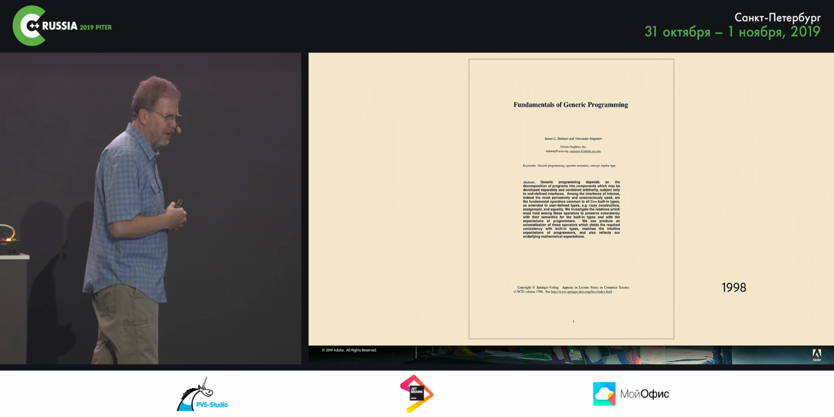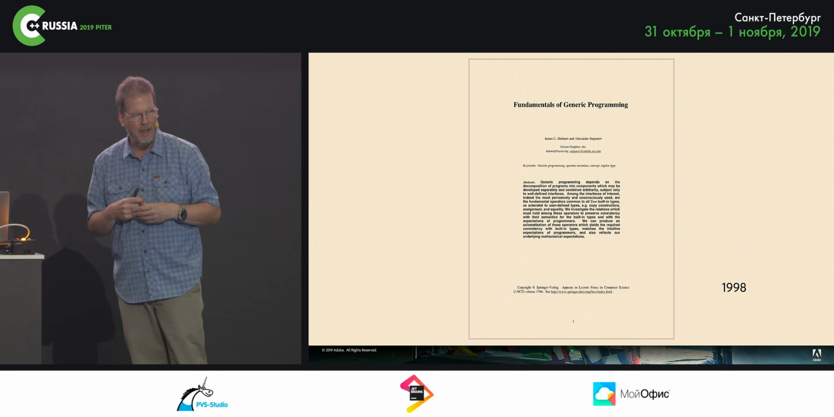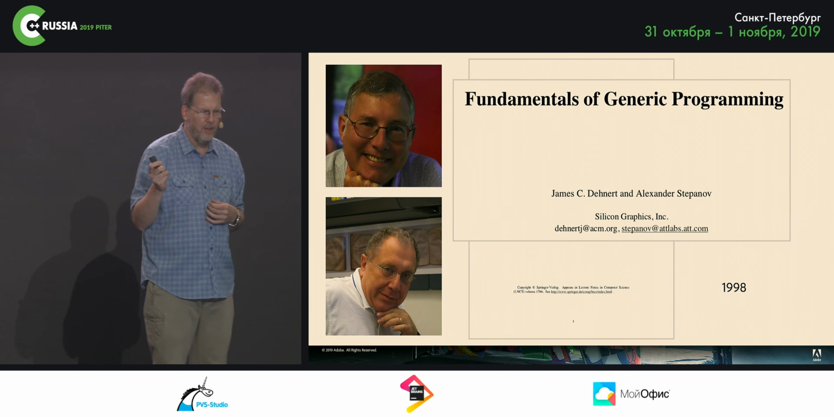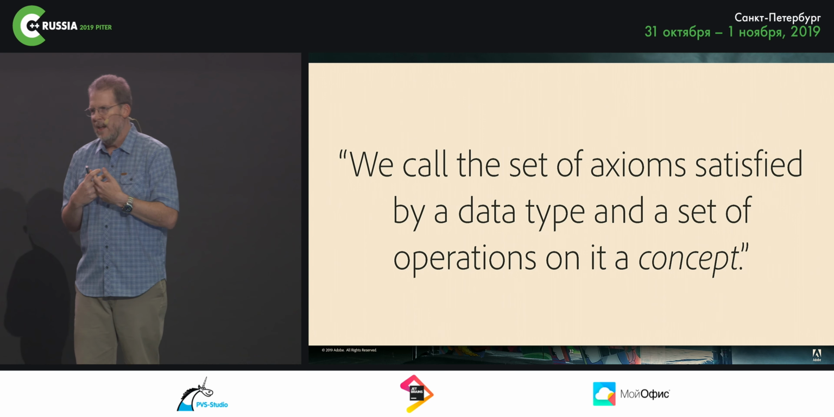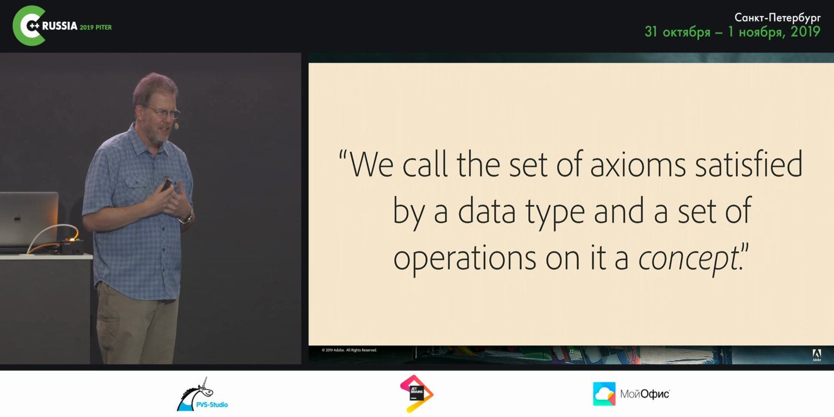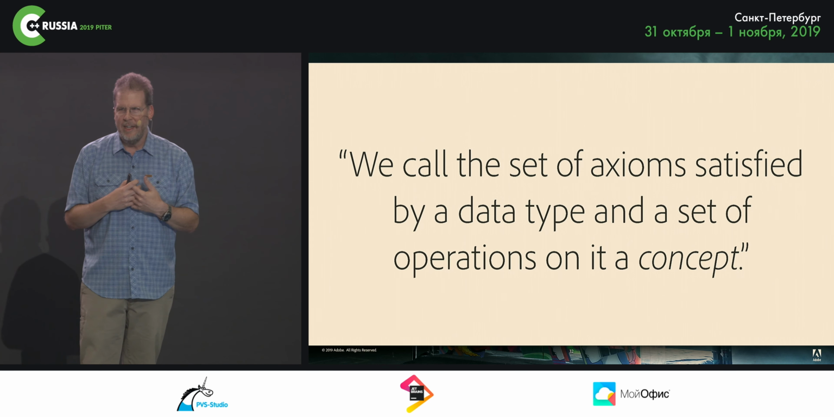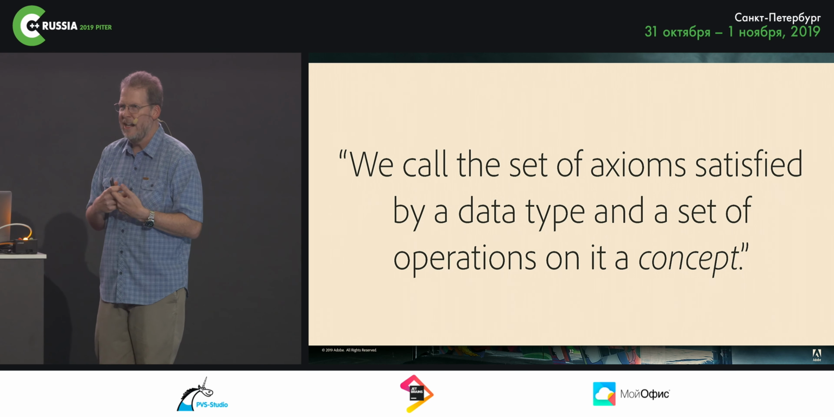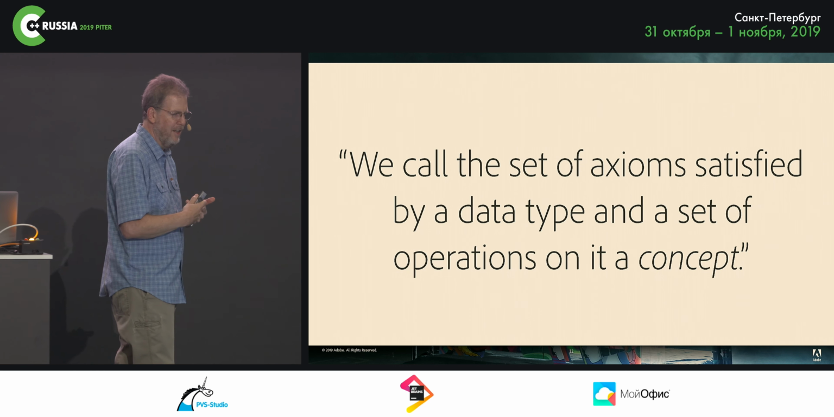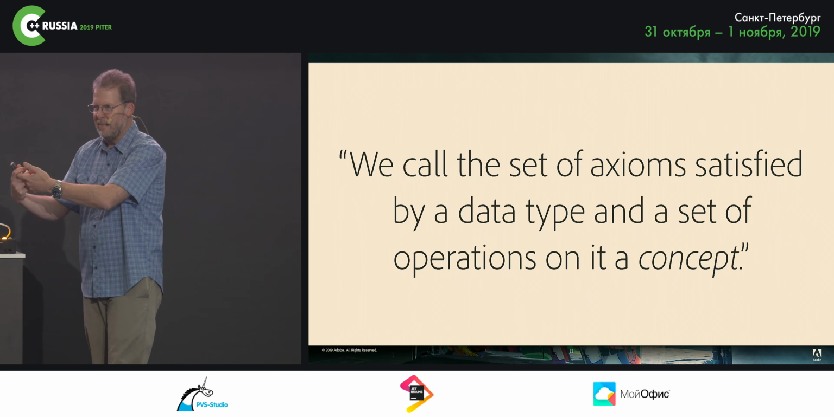So where do concepts come from? Well, concepts were first coined in this paper by Alex Stepanov and James Dehnert, Fundamentals of Generic Programming. That's pictures of the two of them. And here, what they say is we call the set of axioms satisfied by a data type and a set of operations on it a concept, right? So what are they saying here? A set of axioms is a set of constraints. So these are things that must be satisfied for a given object to satisfy a concept.